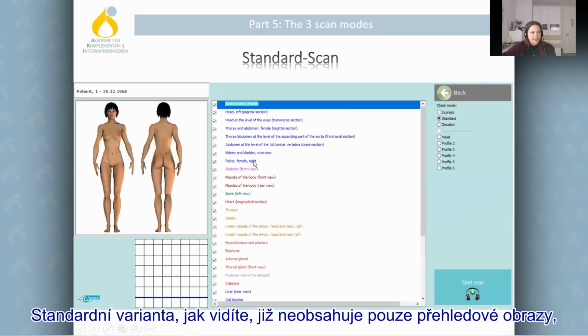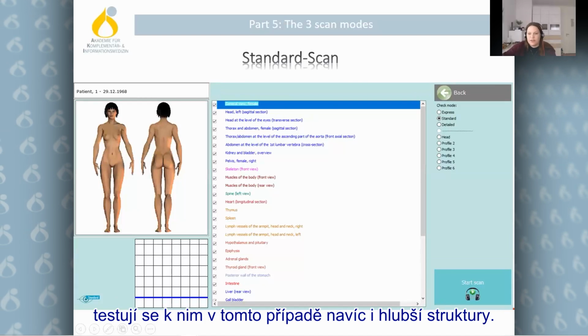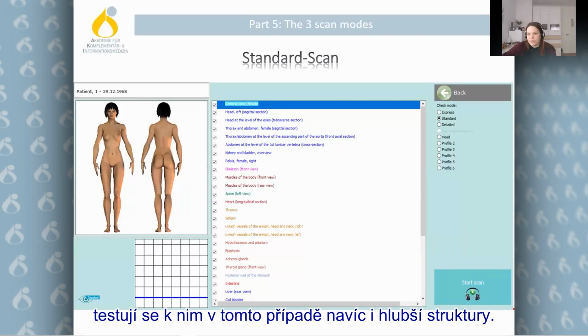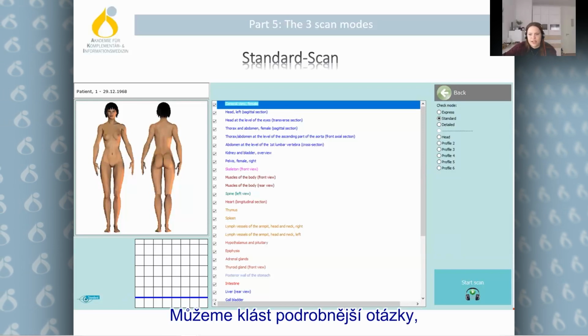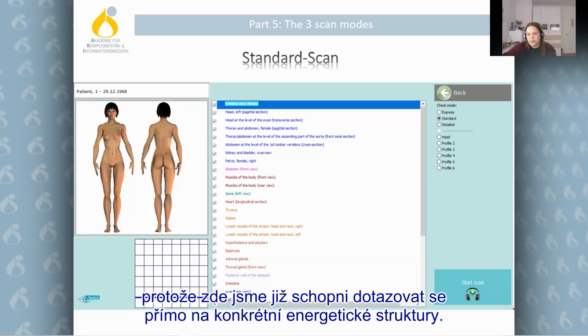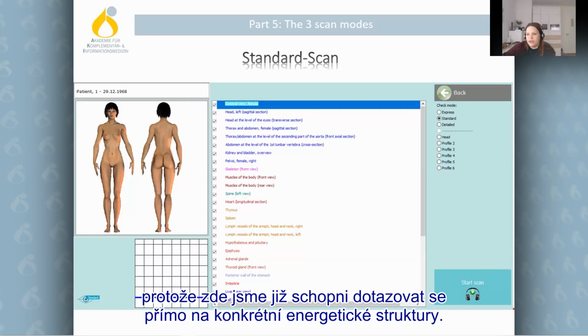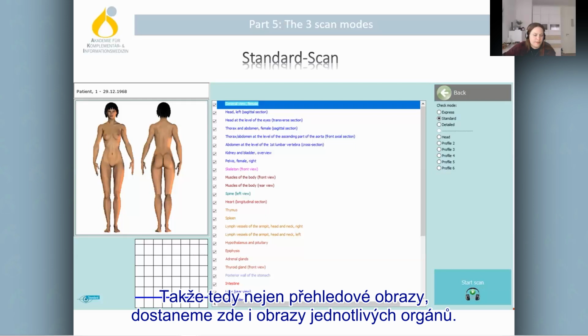The standard scan, you see, it's not only the overview pictures. Here you have deeper structures that are scanned. Additional to the overview pictures, we can ask more specific questions here because we are already directly addressing individual energetic structures. So not only the overview pictures, already the organ pictures, for example.